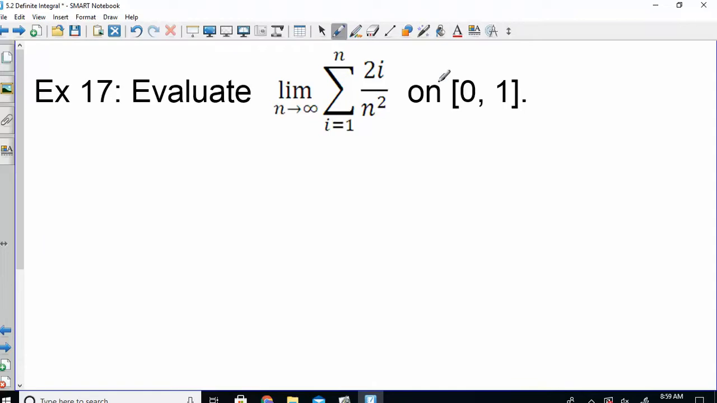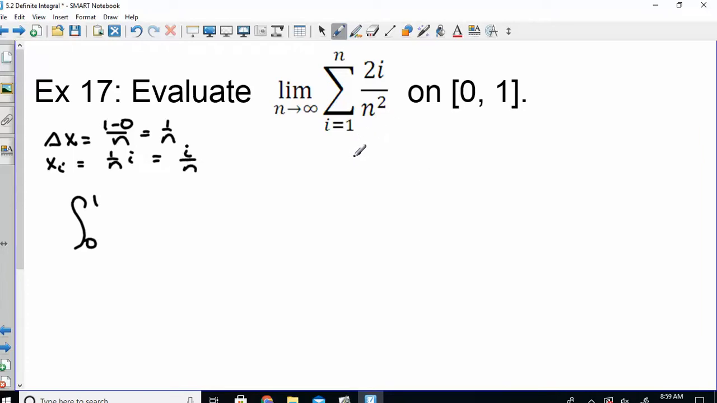We know that the limit as n approaches infinity of the sum from 1 to n, that's just another way of saying an interval, right? Since we're on the interval 0 to 1, this is saying the interval from 0 to 1. What is our change in x going to be here? Ending minus the beginning over n. So change in x is 1 over n. X sub i is your change in x times i, or just i over n.